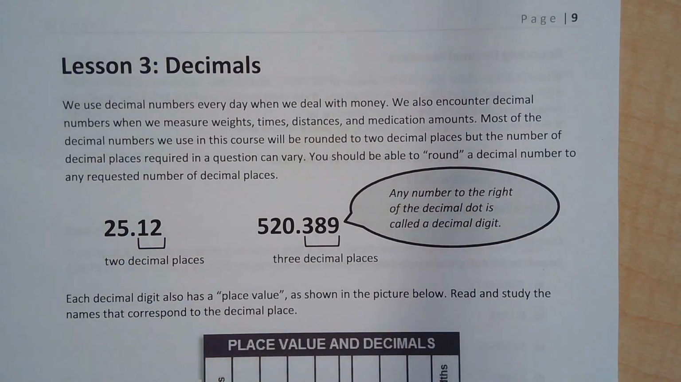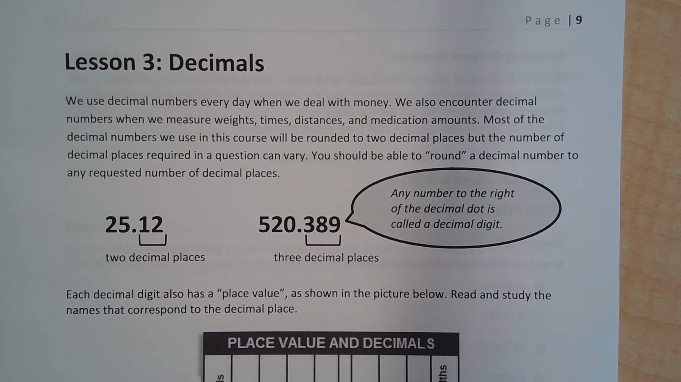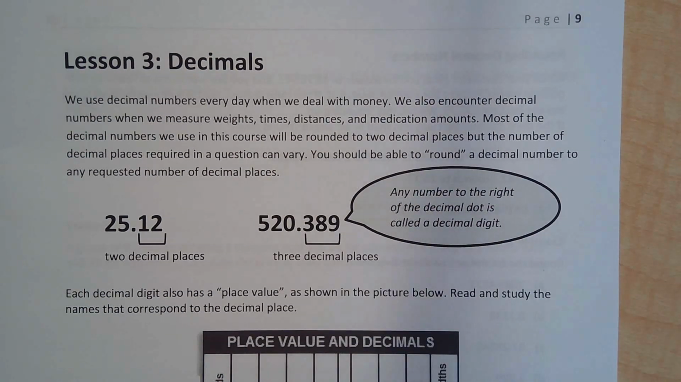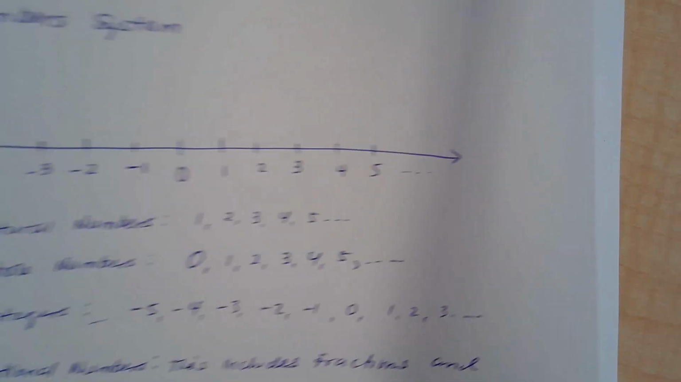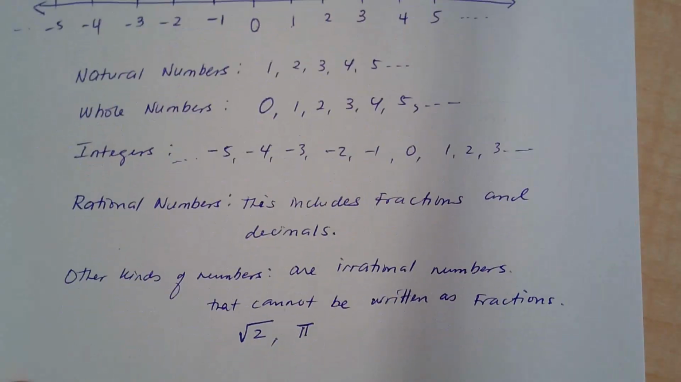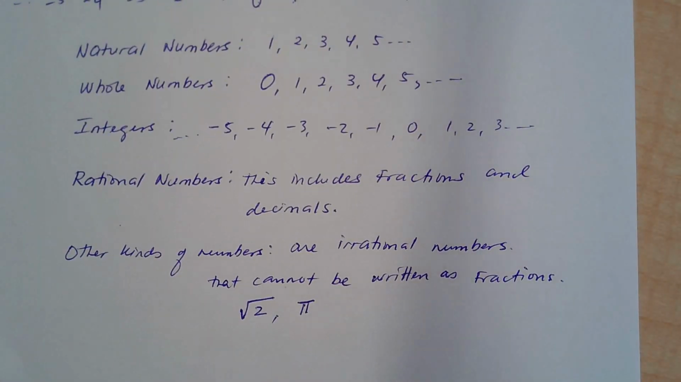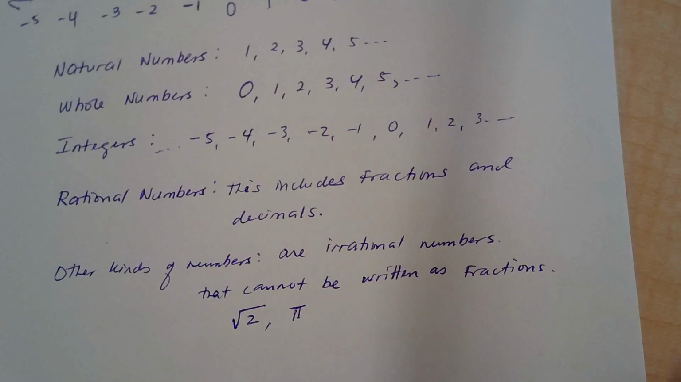So that gets us to a little bit of an explanation of where the decimals are. The decimals are in between, if you think of it that way. We use decimal numbers every day when we deal with money, which is nice, right? Anybody here who doesn't deal with money? Everybody deals with money, and everybody likes to have money, right? It's moolah. Also named moolah.